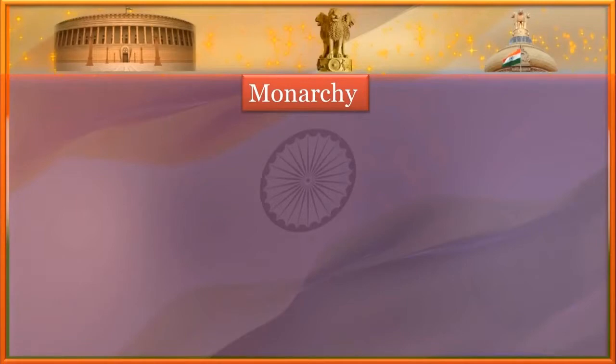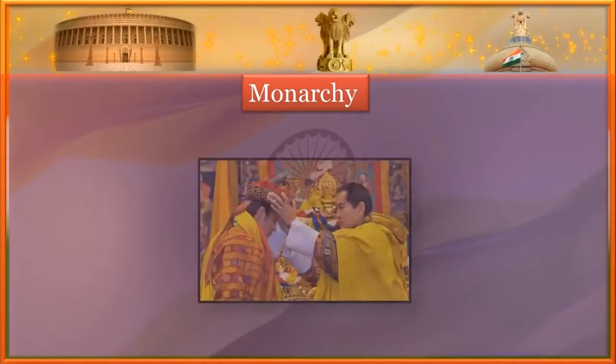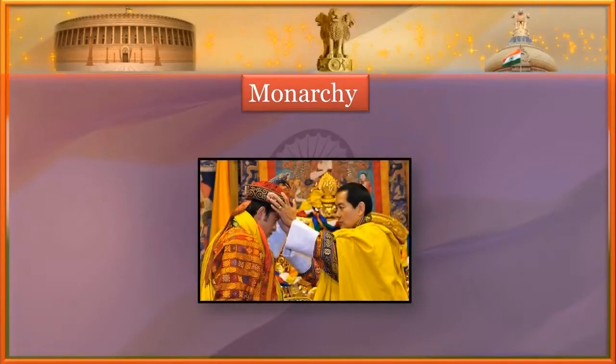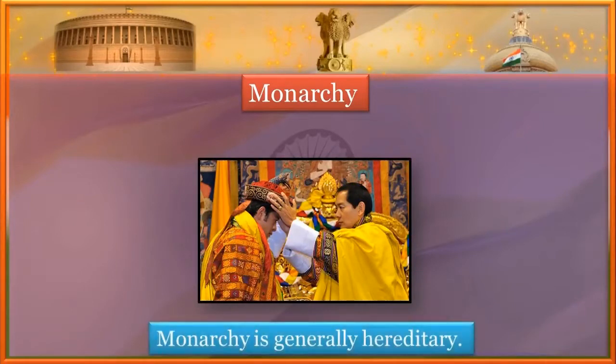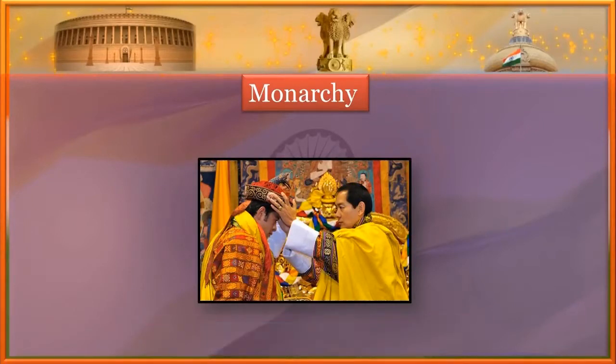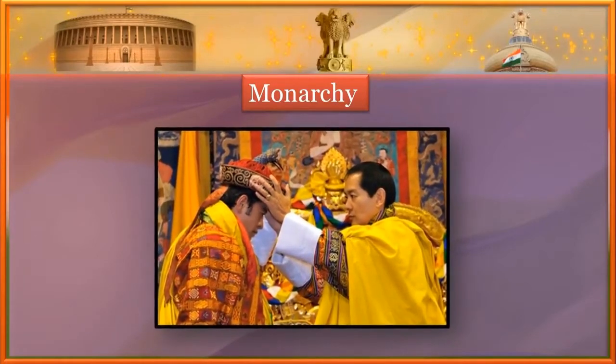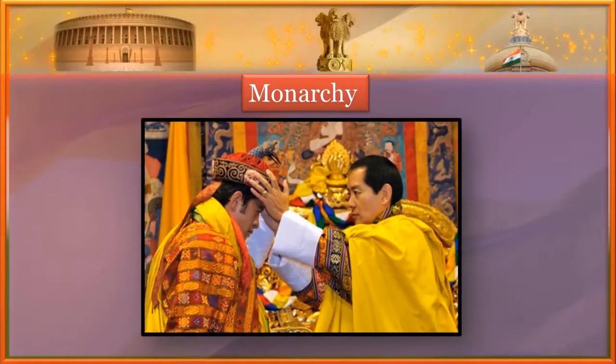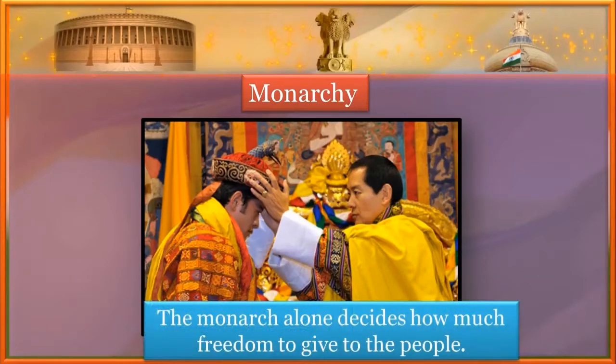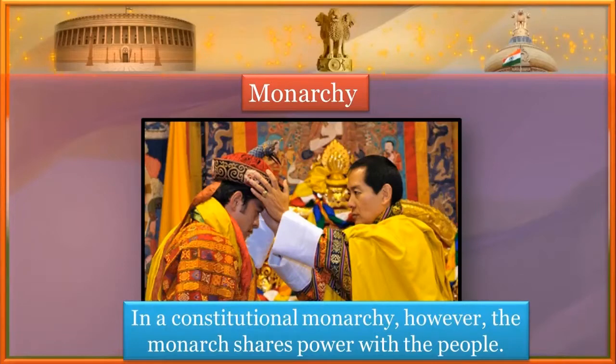Monarchy. In this form of government, a monarch has absolute power and the power to rule for life. Monarchy is generally hereditary. When the monarch dies, the eldest child, usually the eldest son of the monarch, automatically becomes the next ruler. In a monarchy, the monarch alone decides how much freedom to give to the people. In a constitutional monarchy, however, the monarch shares power with the people.